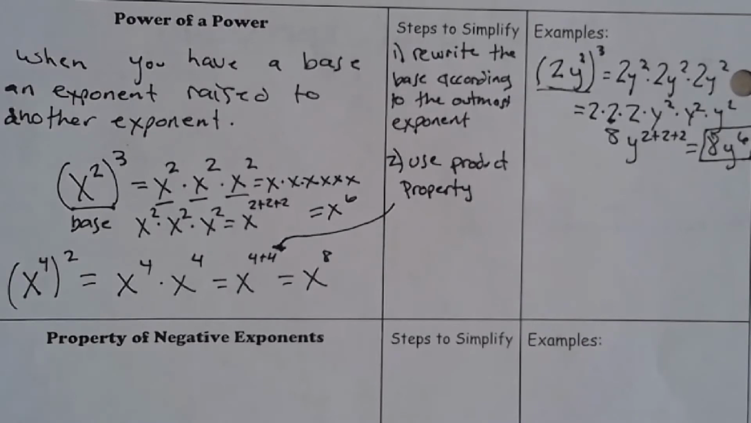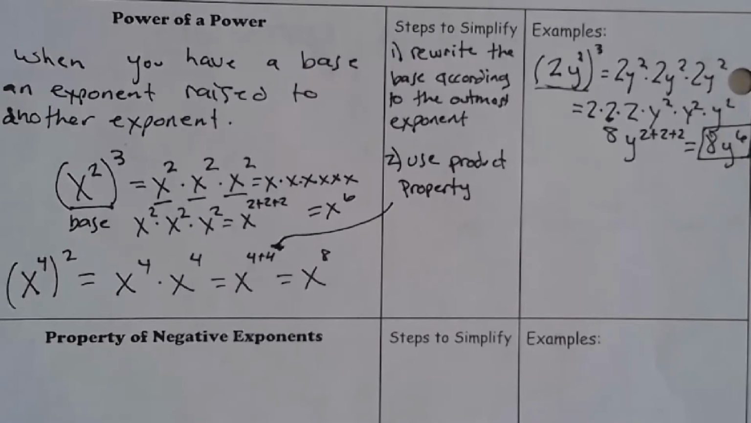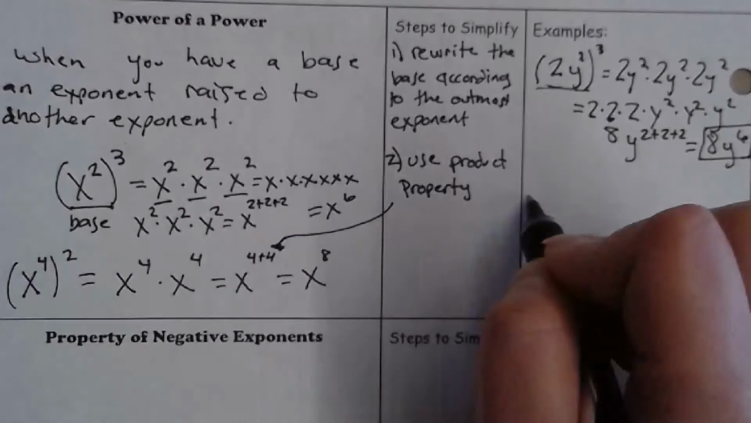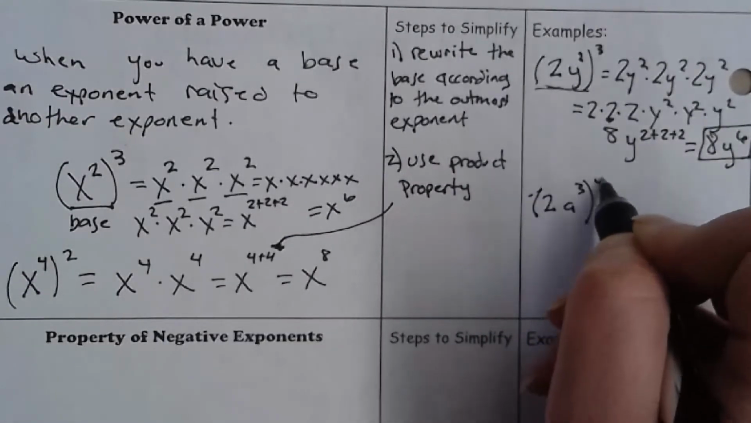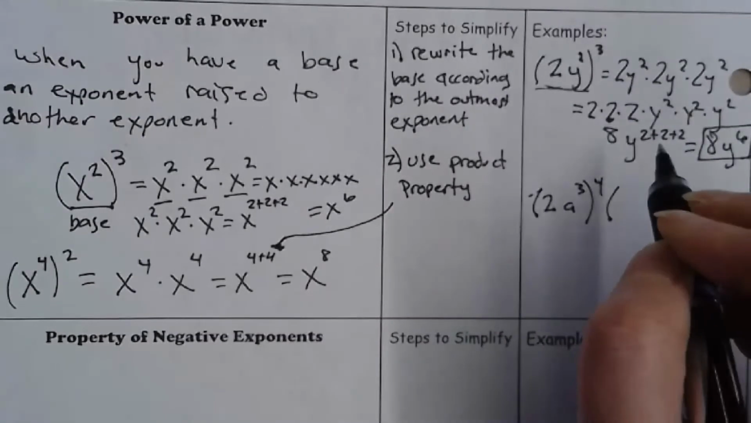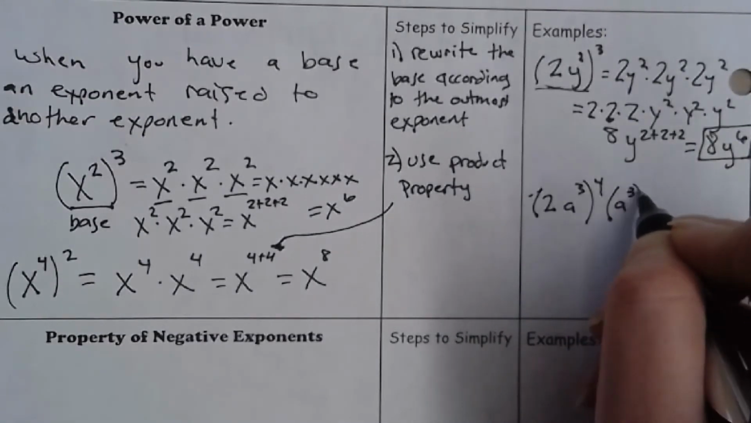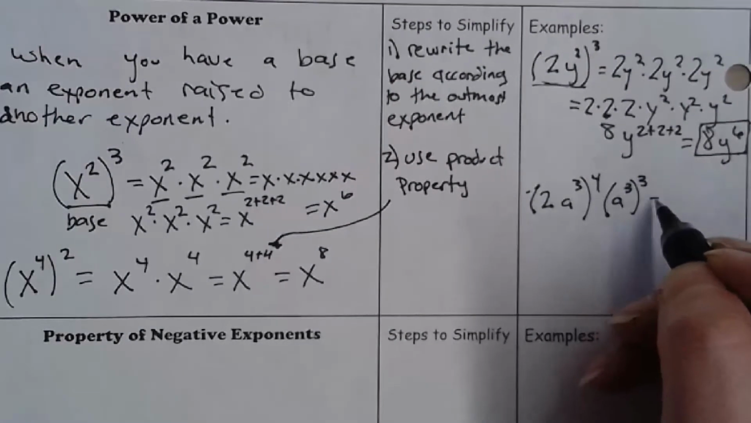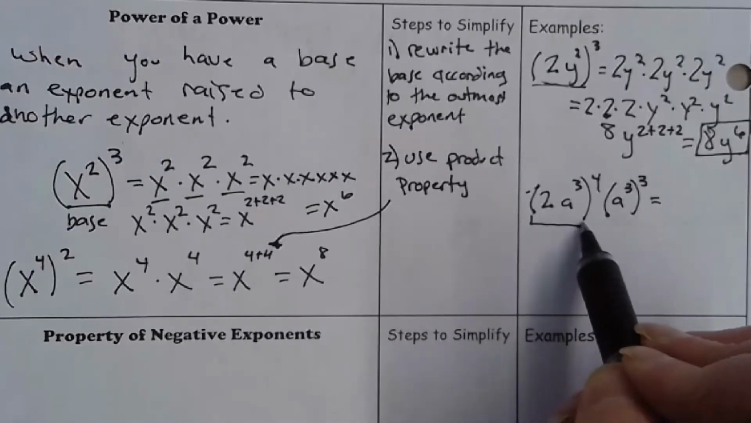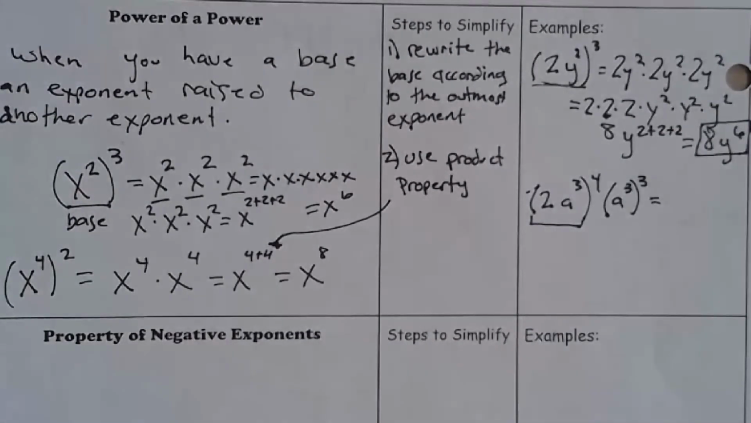Let's do another example. See, a little bit trickier, but not a whole lot trickier. Let me find a good one. Let's do 2a cubed to the 4th times a cubed cubed. Okay, so let's just take this one step at a time. Let's do this first part first. Okay, and I'm going to grab a different color somewhere.